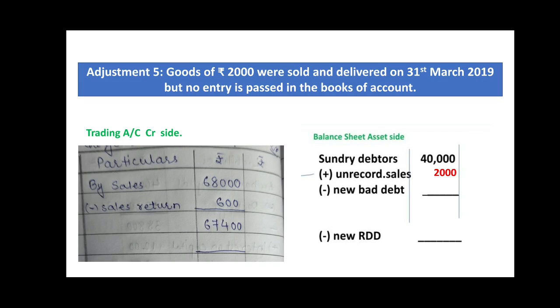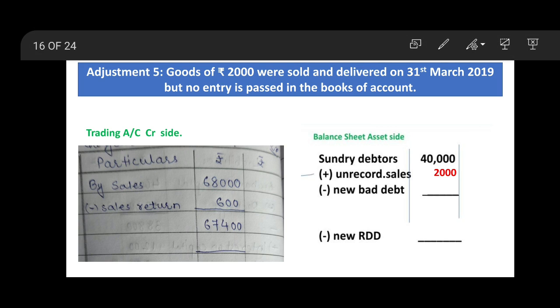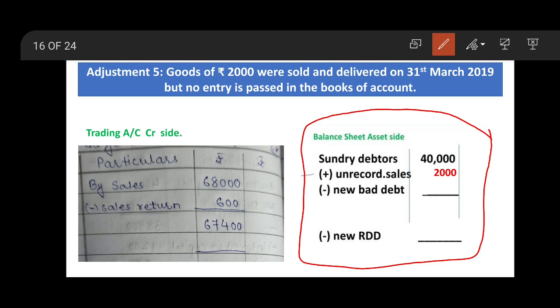Adjustment 5. Goods of rupees 2000 were sold and delivered on 31st March 2019, but no entries passed in the books of account. We already have seen it in the prior adjustment. In this way, we have solved in the balance sheet, and apart from it, this 2000 will be added in the sales balance. It will be added as unrecorded sales, 2000 rupees. 67,400 plus 2000, 69,400 in the outer column, in this way.